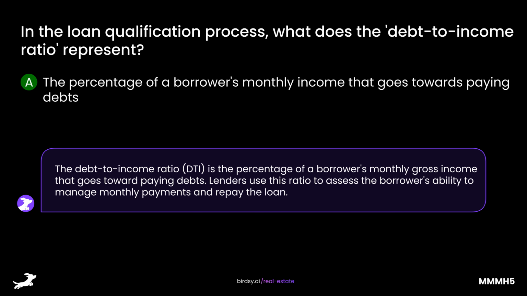The debt-to-income ratio, DTI, is the percentage of a borrower's monthly gross income that goes toward paying debts. Lenders use this ratio to assess the borrower's ability to manage monthly payments and repay the loan.